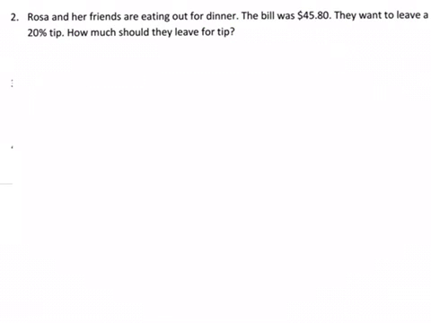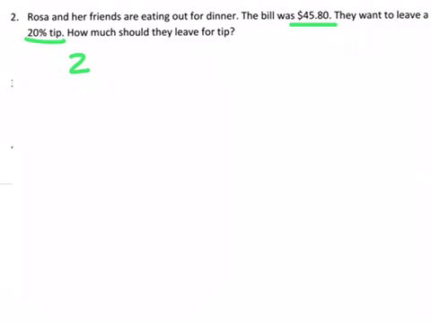Example number 2 is a very similar situation that you guys can encounter when you're out with your friends at dinner. So Rosa and her friends are eating out for dinner. The bill was $45.80. They want to leave a 20% tip. How much should they leave? So we just have to find out what 20% of 45.80 is. Then they can find out how much tip to leave.